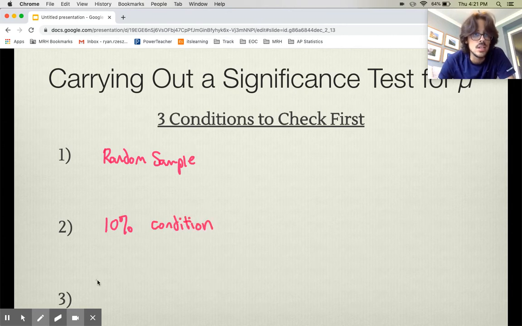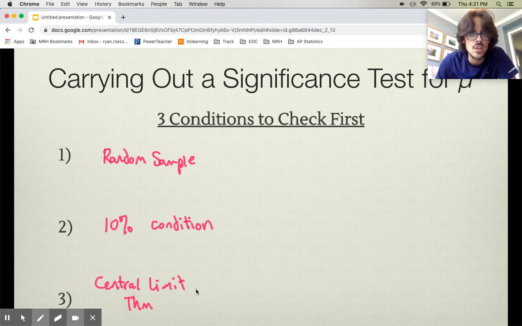And our third condition was called the central limit theorem. And there were actually a couple options for how we could check this third condition. The central limit theorem itself was that your sample size is at least 30. So we had that option. We also, instead of using the central limit theorem, could just declare that our population is normal.